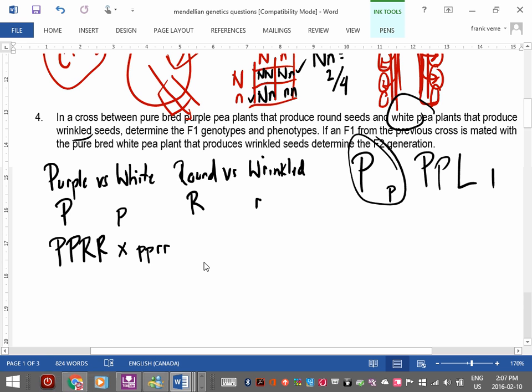Okay. So here are my parents. The F1 has to be what? I'm not doing the Punnett square for the F1, because there's only one possibility. It's going to be a big P with a small p.